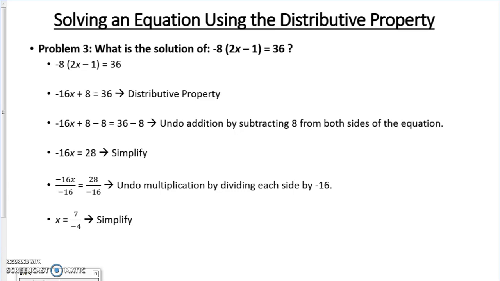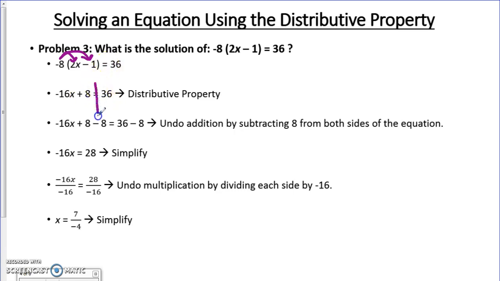What is the solution of negative 8 times 2x minus 1 equals 36? Here we're going to solve an equation using the distributive property. So the first thing we're going to do is use the distributive property so that we get rid of those parentheses. Remember, you multiply every item inside parentheses regardless of the signs. So negative 8 times 2x is negative 16x. Negative 8 times negative 1 is positive 8. Keep that in mind. Equals 36.